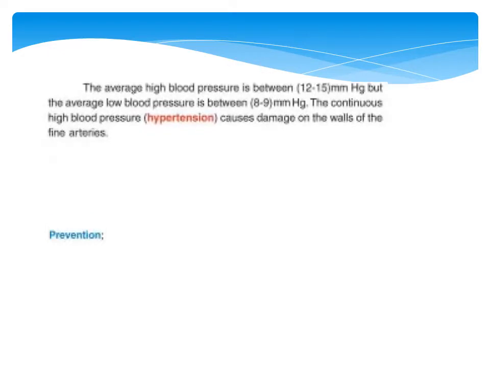Prevention. The average high blood pressure is between 12 to 15 millimeters, but the average low pressure is between 8 to 9. Continuous high blood pressure, hypertension, causes damage to the walls of the fine capillaries.